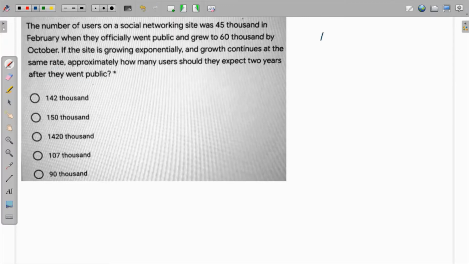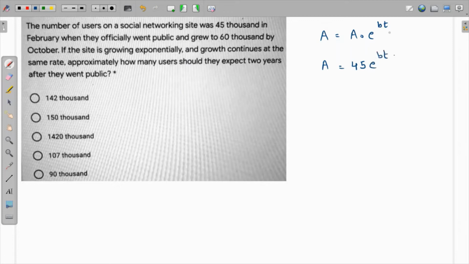Since this is an exponential growth, let the equation be determined by A equals A naught times e raised to bt, where A naught is the initial value. It was 45,000 in February, so A naught will be 45 because that's the initial value. We are not writing thousand because we'll say that A represents thousands. Then we have e raised to bt as it is.